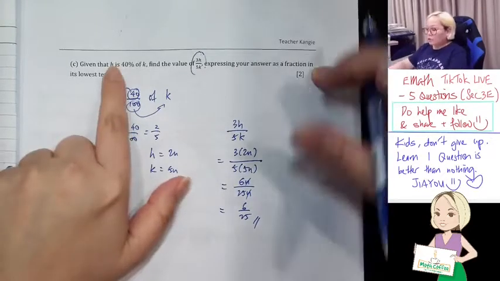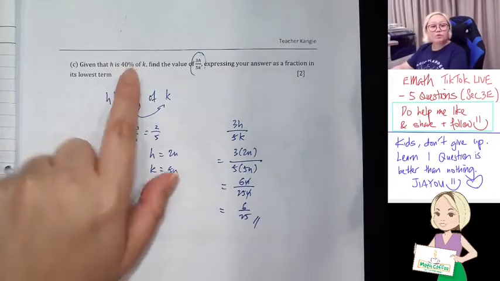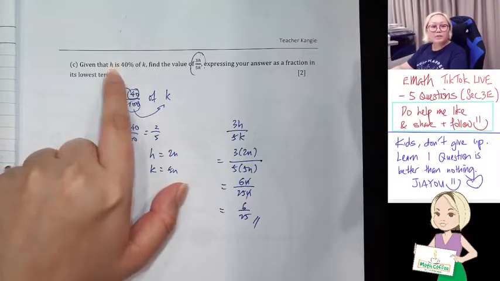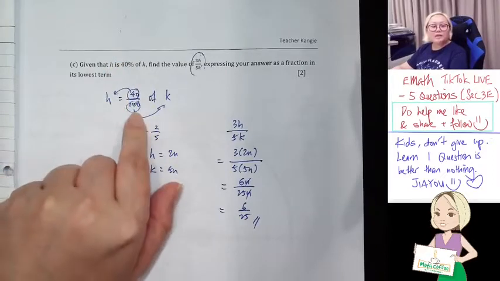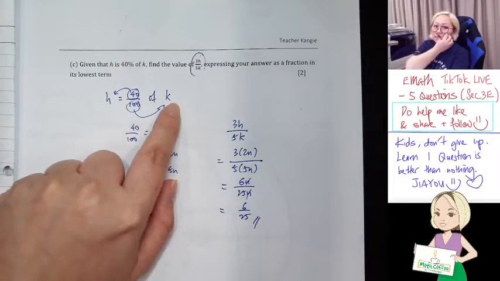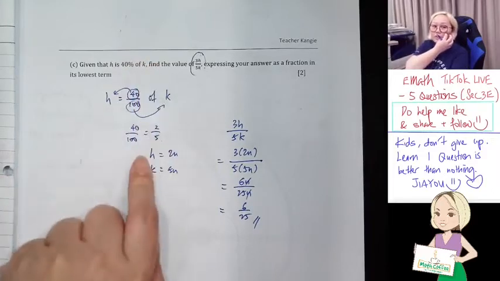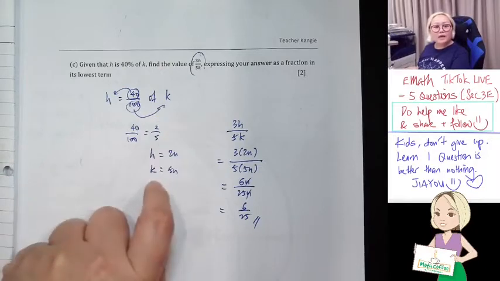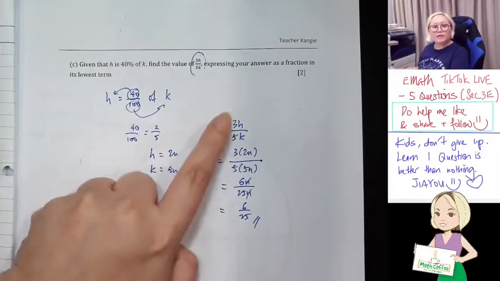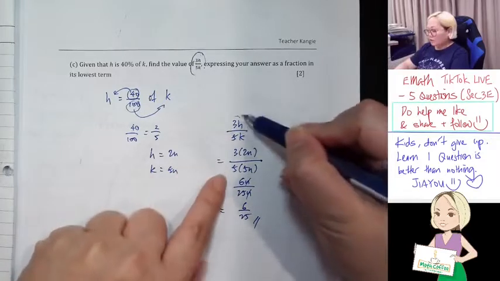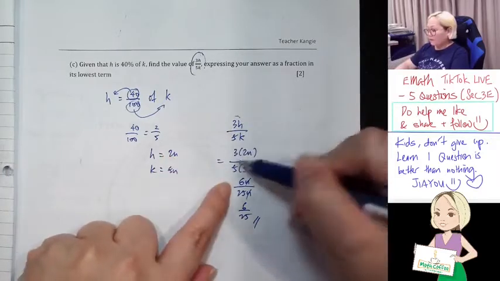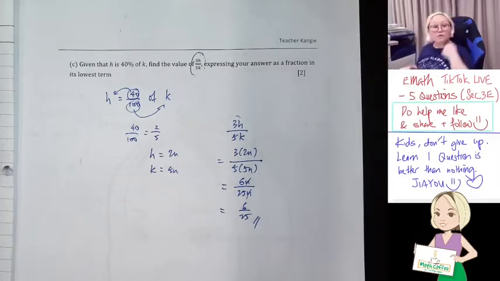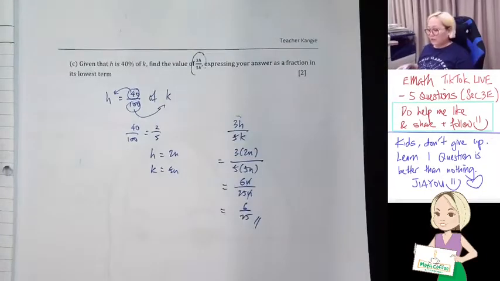So you just need to know that 40%, you need to change it to fraction form and simplify it. The numerator belongs to the first mentioned, which is H. The denominator belongs to K, which is mentioned later, because it's 'of K'. So after that, H is your 2 units and K is the 5 units. When they ask for 3H, it means 3 times 2 units, 5K means 5 times 5 units, and then just simplify to the lowest term. Okay, that's for this question. Let's move on to the next.